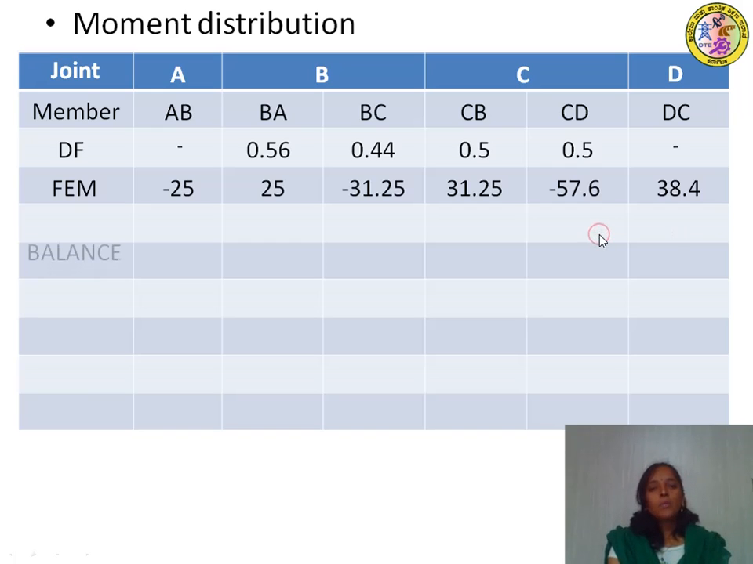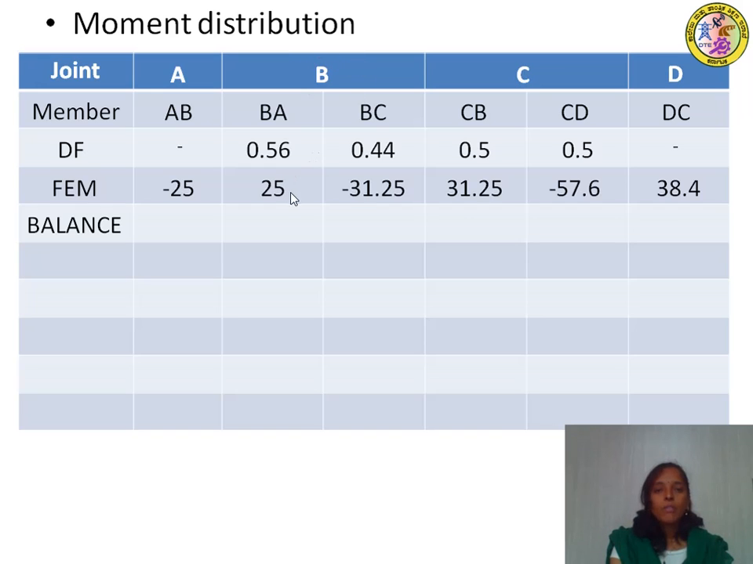So next comes the balancing. We have to balance each and every intermediate joint. We know that for equilibrium, the summation of moments at any intermediate joint should be equal to 0. So now we will take the joint B.